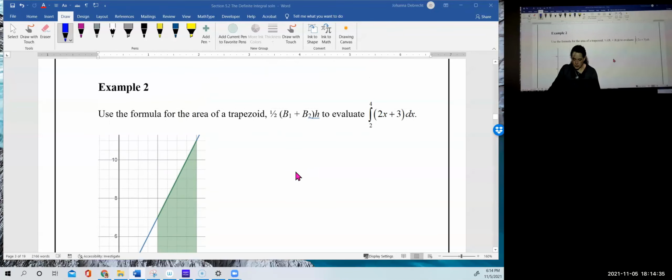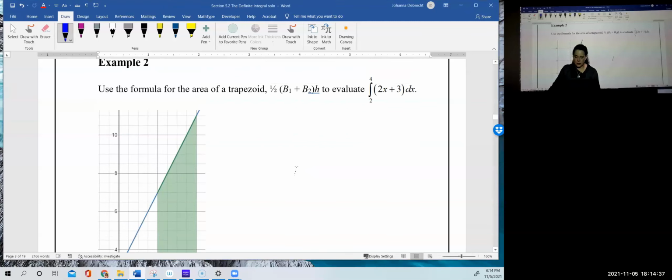Let's look at this problem. In example 2, we want to use the formula for the area of the trapezoid, 1/2 base 1 plus base 2 times the height, to evaluate the definite integral from 2 to 4 of the function 2x plus 3 dx. So what are we looking at?